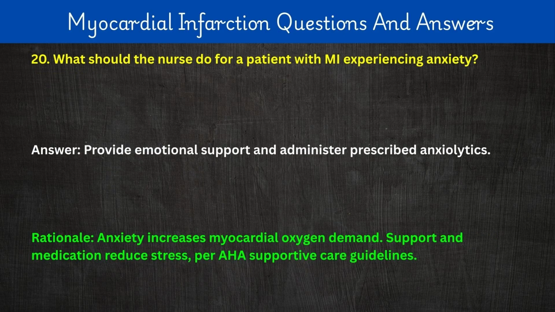20. What should the nurse do for a patient with MI experiencing anxiety? Answer: provide emotional support and administer prescribed anxiolytics. Rationale: anxiety increases myocardial oxygen demand.